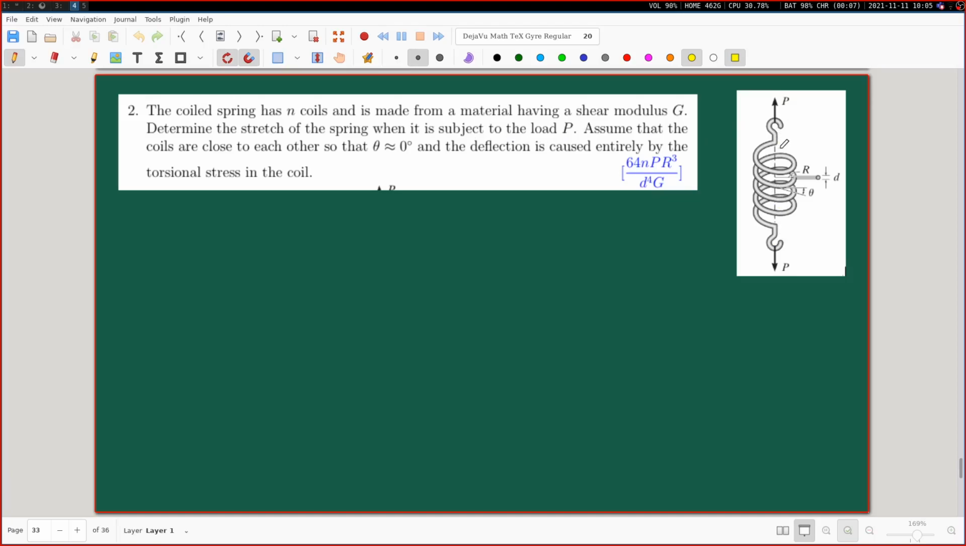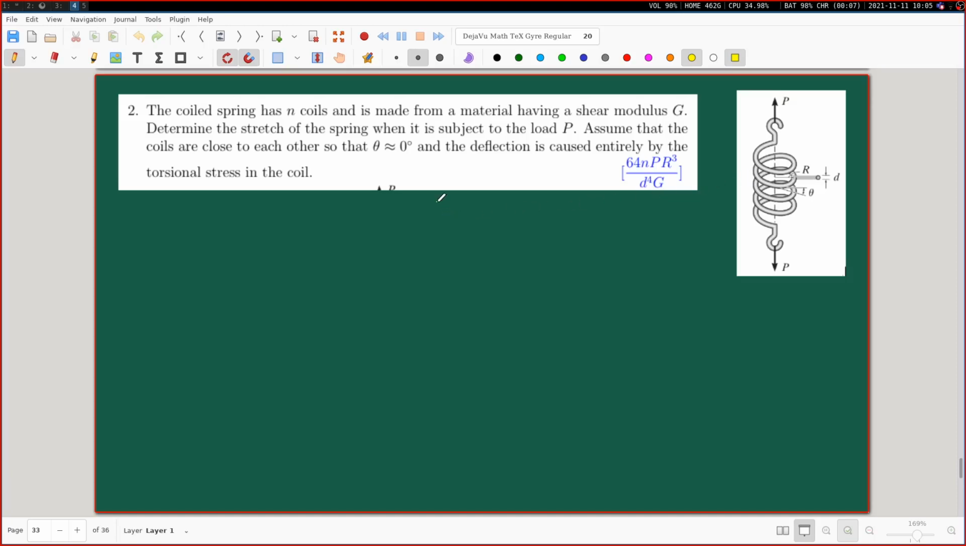So it is stretched on two ends by this force P, and in response to this load, we are required to find out the stretch in the spring. One simplifying assumption is that we can consider the coils to be so close to each other that for all intents and purposes, this inclination angle theta, the helical angle, is approximately 0. And the deflection is caused entirely by the torsional stress in the coil. You may have some shear stresses and such other things, but the transverse shear and those things are going to be completely neglected.